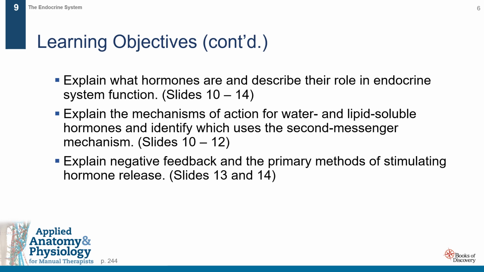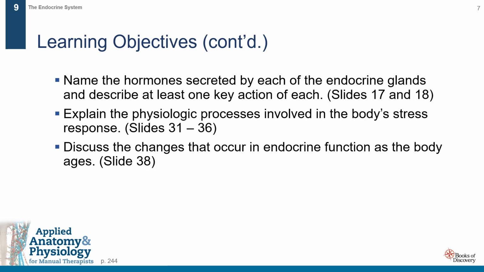Explain the mechanisms of action for water and lipid-soluble hormones and identify which uses the second messenger mechanism. Explain negative feedback and the primary methods of stimulating hormone release. Name the hormones secreted by each of the endocrine glands and describe at least one key action of each. Explain the physiological processes involved in the body's stress response and discuss the changes that occur in endocrine function as the body ages.